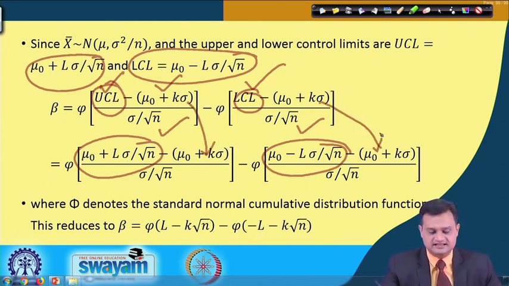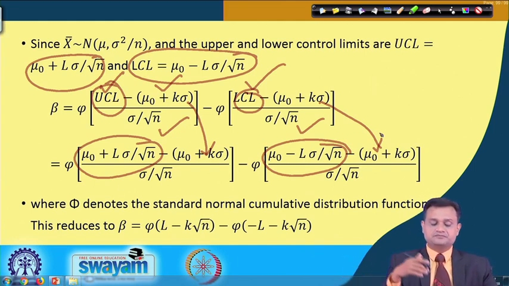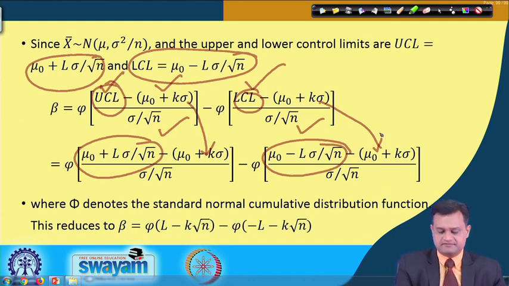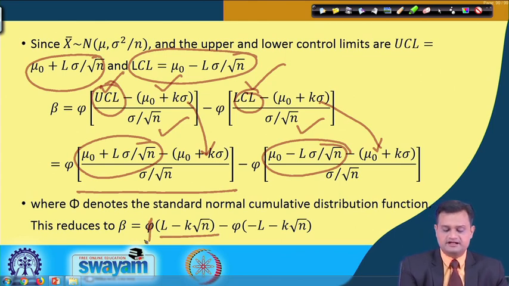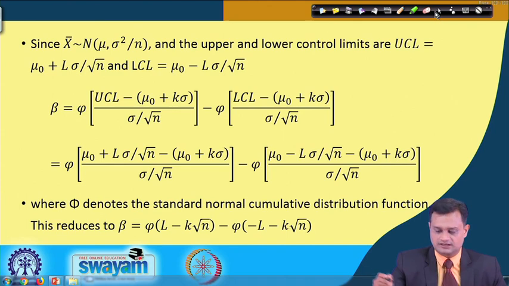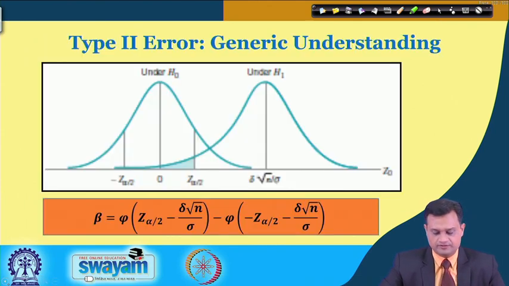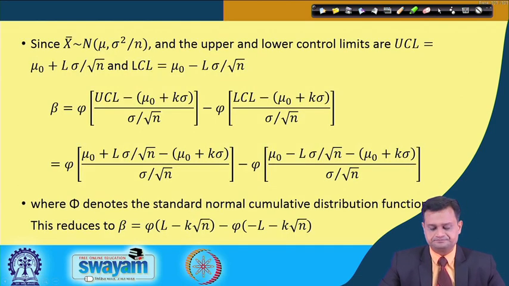So you have basically the expression x minus mu by sigma. Now with this, when I simplify, this particular term is reduced to L minus k square root n. This is the cumulative probability, my phi, and this is minus L minus k square root n. So exactly this expression is nothing but an outcome of what we have referred to here, in this equation. So please do not get confused, this is very simple.